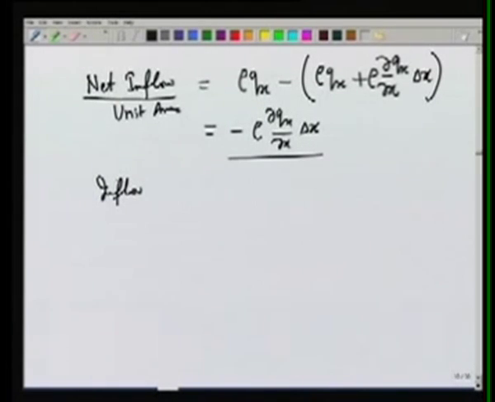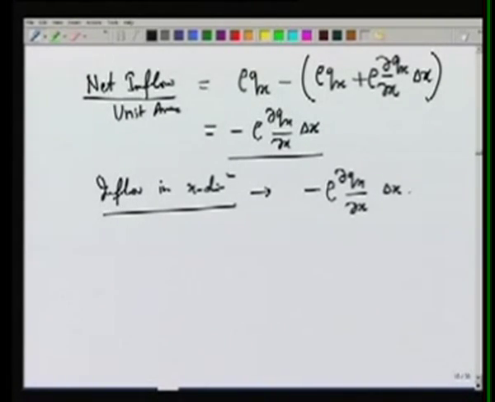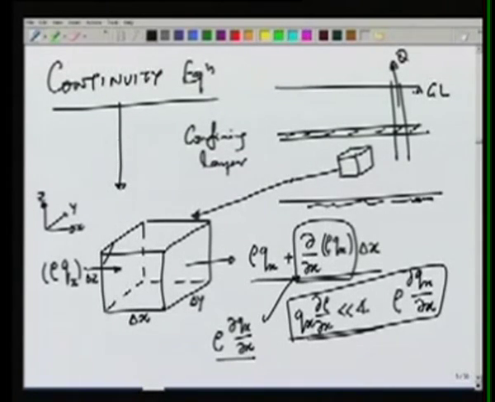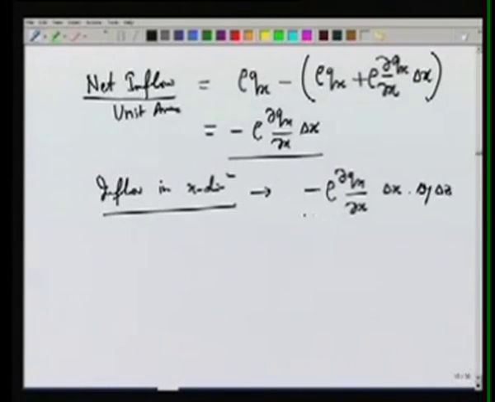Remember that we are talking only about the x direction now, other directions we will do similarly. So the inflow in the x direction can be written as minus rho del qx by del x times delta x, multiplied by the area, which is in this case delta y delta z. As you can see, this face has an area delta y delta z. So this term gives us the mass coming into the element in the x direction.